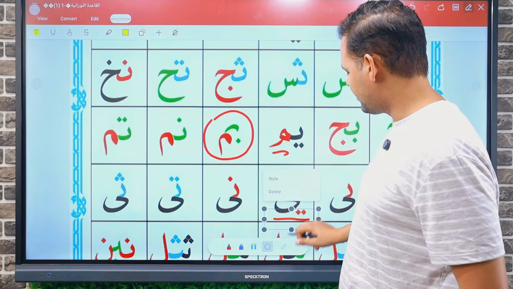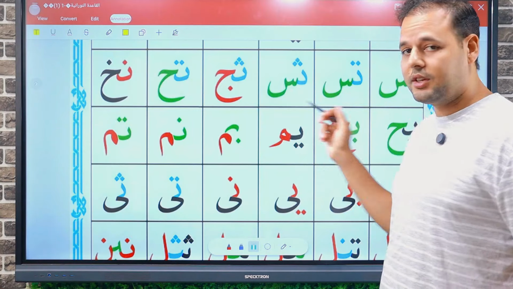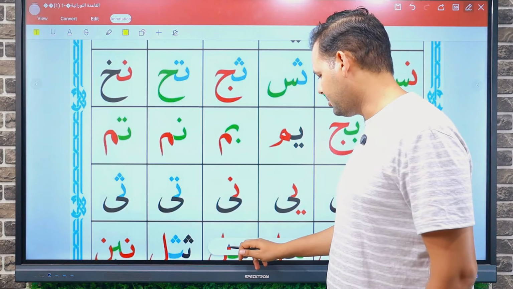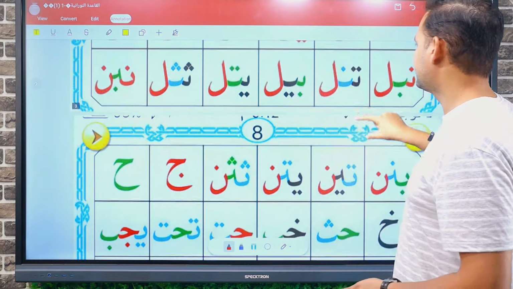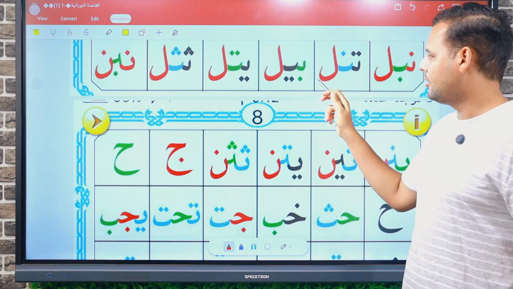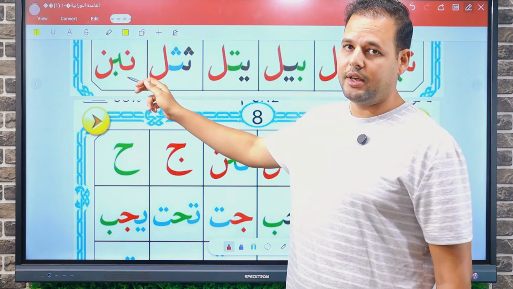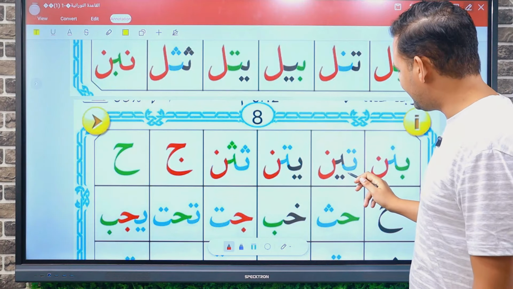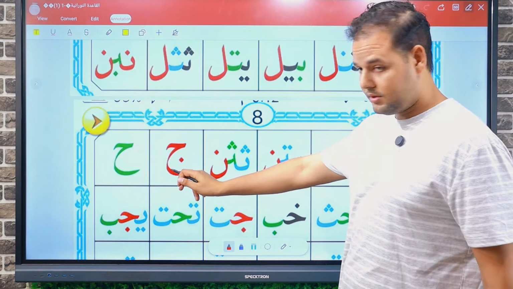So I hope this is easy so far, and if it's not, go back from the beginning, make sure you understand the alphabet. If things are not easy in here, then you're not memorizing the alphabet well enough. So go back to the alphabet and it will be easy, inshallah. Now let's continue. Now here is nabala, tanala, bayala, yatala, thathala, nabana. Here as well is banana, like banana, and then tayana, and then yatana, thathana, and then we have ja, remember.